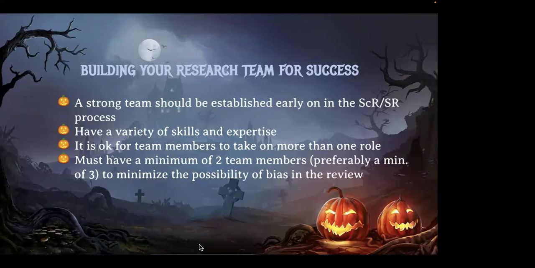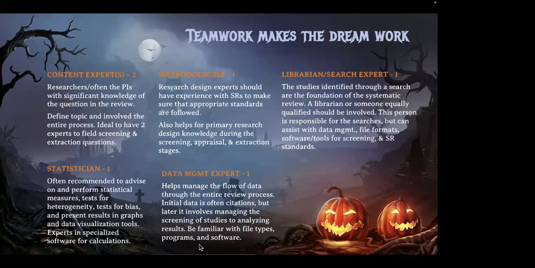So you have a variety of skills and expertise and people who can help you frame your research question, especially those content experts. And just as a note, it is okay for team members to take on more than one role that I cover in the next 2 slides. For systematic reviews, I have seen the literature say you have to have a minimum of 2 team members. I would say a minimum of 3, and this is just for the screening. And you have to have more than one person do a systematic review because you have to minimize the possibility of bias in the review.